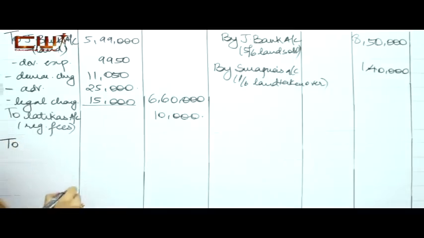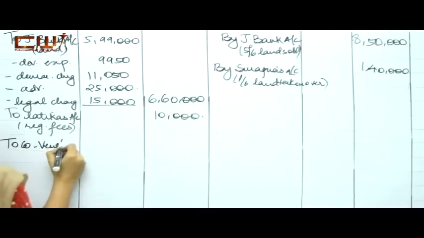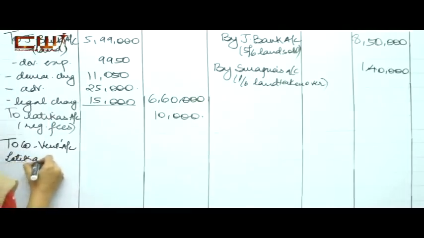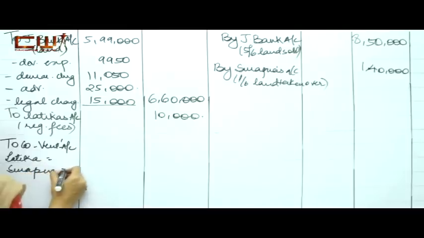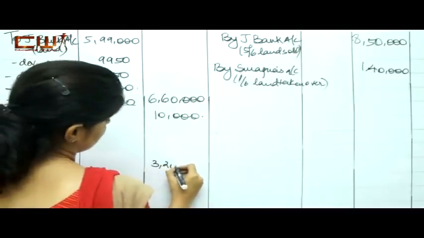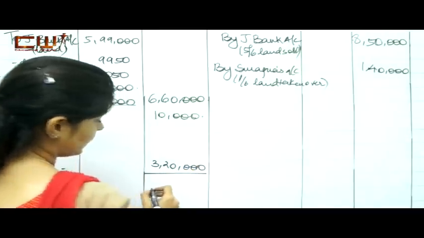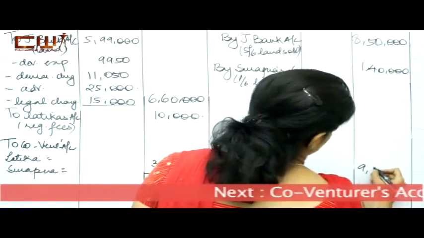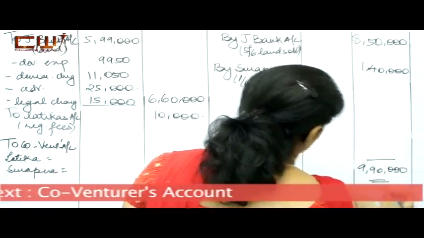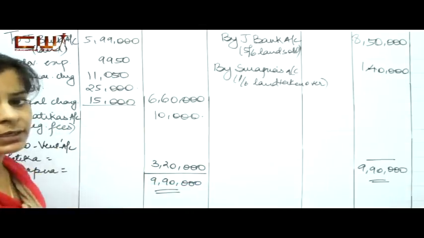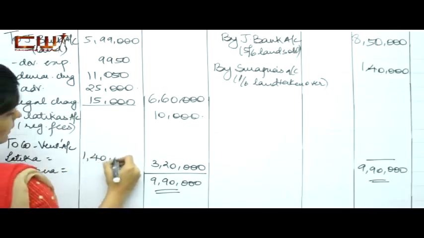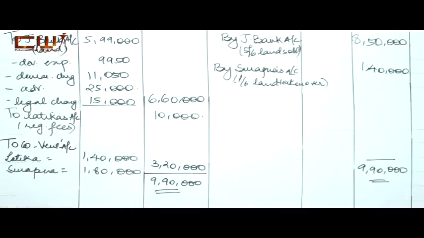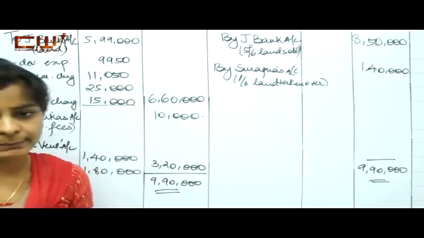So what will that be? That will be profit. Co-ventures account, profit transferred. Who are the co-venturers? Latika and Swapna. How much? 3,20,000, divided in the ratio of 7:9. You will get 1,40,000 and 1,80,000. Alright. So 1,40,000 and 1,80,000. Now we will prepare the co-ventures account and bank account.